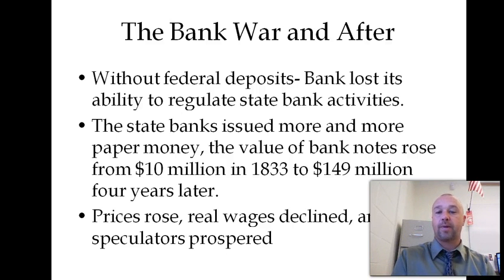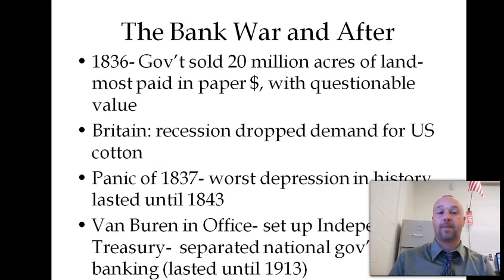And without federal deposits, the bank is going to lose its ability to control the state banks and keep them in check. So the state banks will issue more and more paper money, and the value of the banknotes will go from $10 million in 1833 to $149 million 4 years later. These prices keep rising, the wages will go down, and all of the speculation in the western land will prosper, but then we're going to see a collapse.